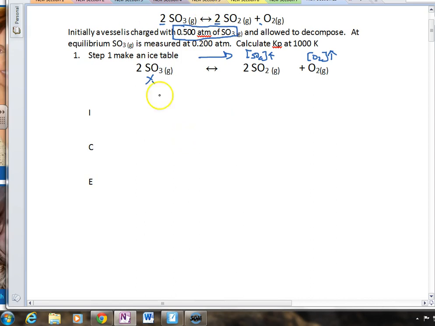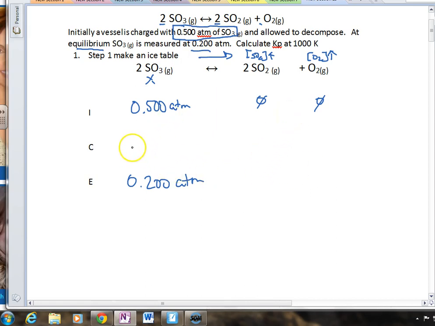Okay, let's see what else we have here. So we know that we're starting off with 0.500 atm of SO3, and we don't have any of the products at time 0. That's our initial. Then it tells us at equilibrium, SO3 is measured as 0.2 atm, so it's going to be 0.200 atm. Okay, so we now know one of our equilibrium values, which is a good thing, so we can easily calculate all the other stuff.